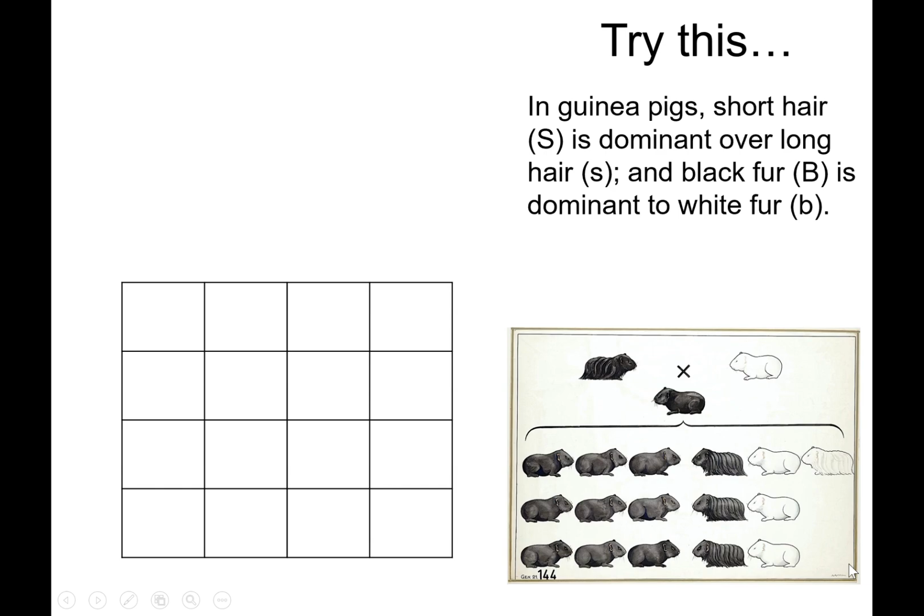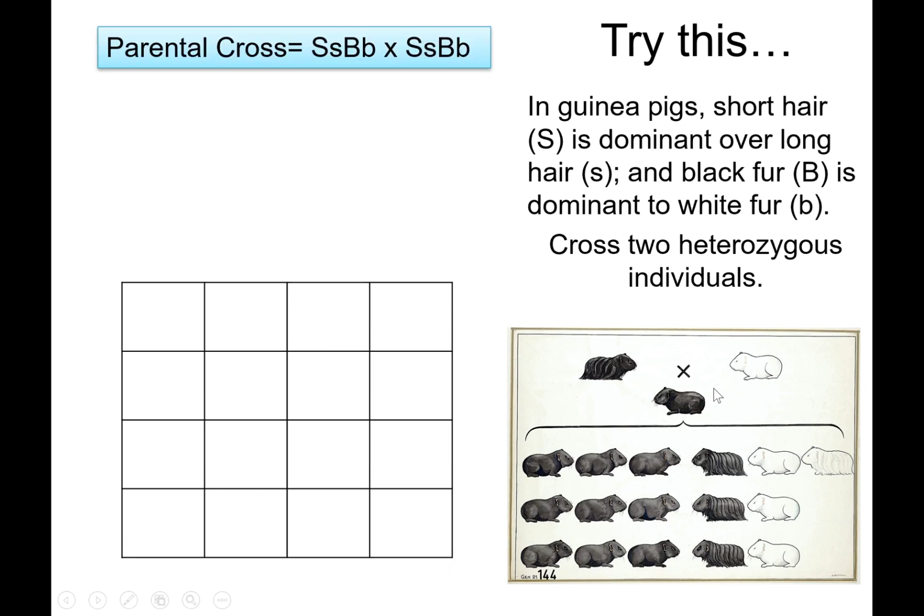All right, so let's try one with guinea pigs. In guinea pigs, short hair is dominant over long hair, and black fur is dominant to white fur. So you can see in the picture here, we have a long-haired black guinea pig with a short-haired white guinea pig being crossed, and the result of that was all offspring that would have been short hair and dark fur, or the black color fur. So if you took one of these individuals and crossed them, what would that look like in terms of their offspring? So we're going to cross two heterozygous individuals, or two individual guinea pigs that look like this one.